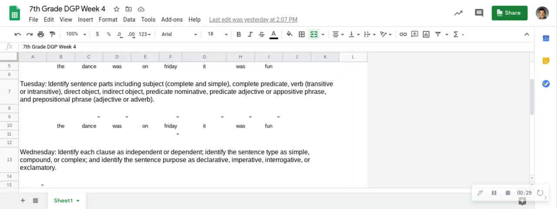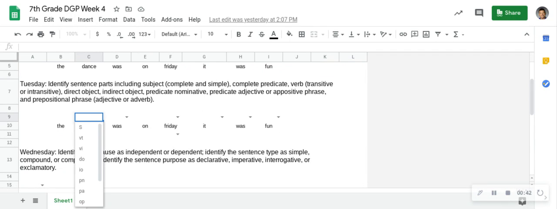Okay. So what is our first simple subject that we found? They're saying dance in the classroom. You are right. So our first simple subject is dance. So dance is our first simple subject. Let's go ahead and find our second simple subject then. What is our second simple subject? I hear Friday. I hear it.